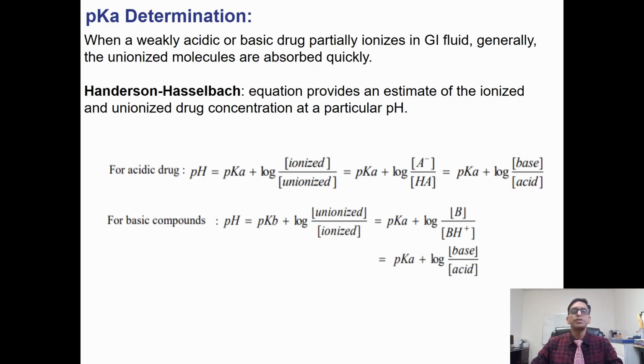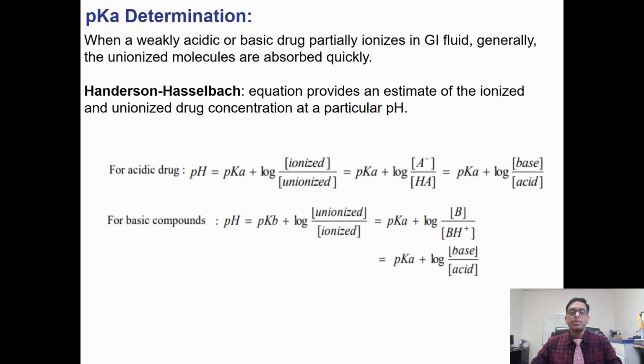So to understand to what degree the drug goes from unionized to ionized, normally we adopt the Henderson-Hasselbalch equation to understand the percentage of ionized to percentage of unionized at a particular pH. For an acidic drug, the pH is equal to pKa plus log ionized by unionized, and from this equation we are able to understand what percentage of unionized molecule there will be at that particular pH.